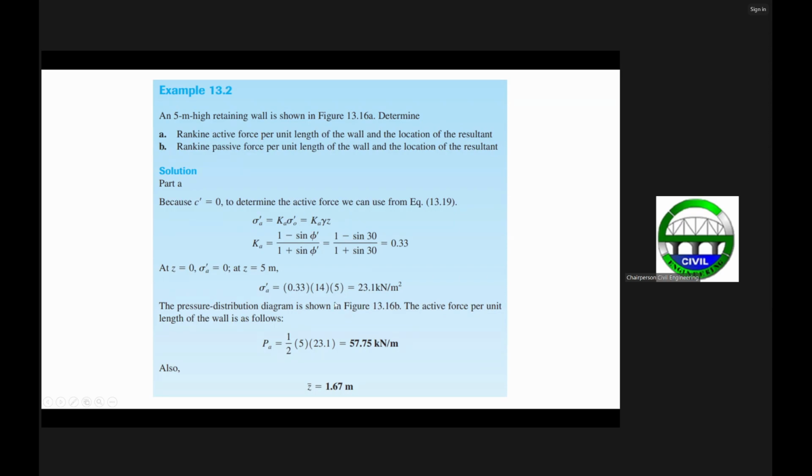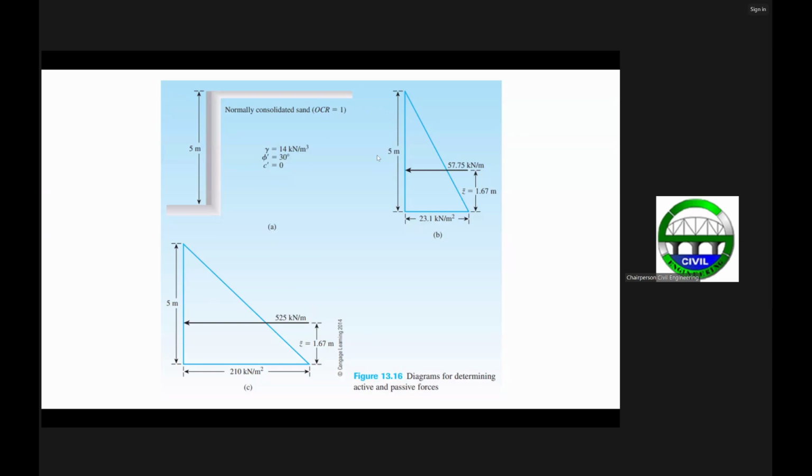The unit weight is 14, the depth is 5, and the active earth pressure coefficient is 0.33. That gives us an active earth pressure of 23.1 kilonewtons per cubic meter. So the pressure diagram is this one here, with the active earth pressure at a depth of 5 meters equal to 23.1.